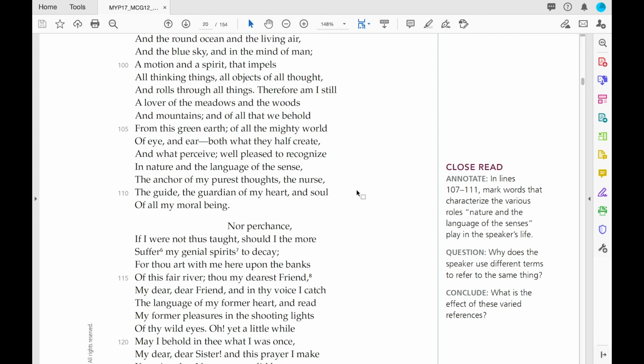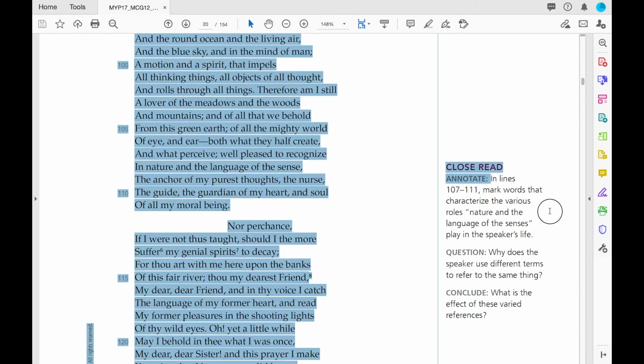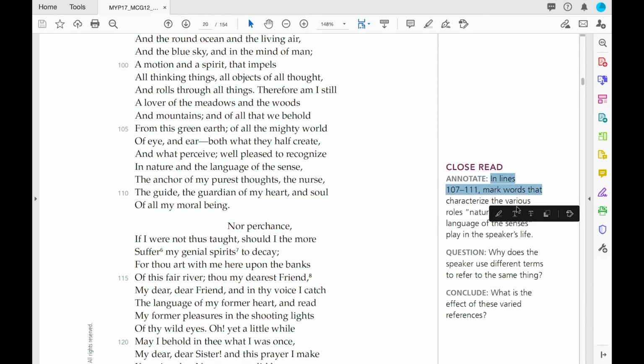Okay, so in lines 107 to 111, mark all the words that characterize the various roles that nature and the language of the senses play in the speaker's life. I kind of highlighted them for you as we went through. Why does the speaker use different terms to refer to the same thing? And what is the effect of these varied references?